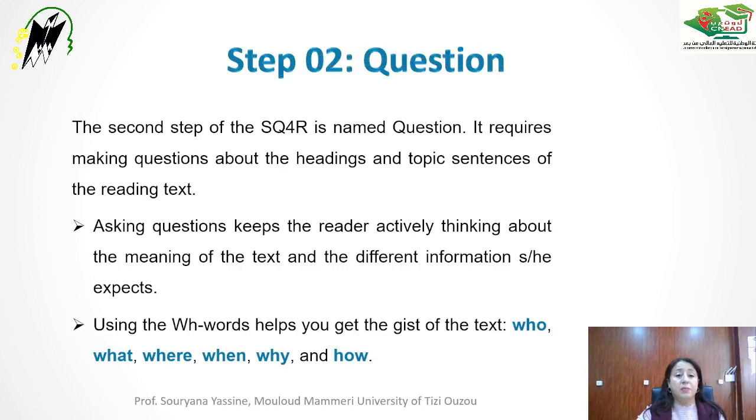The second step of the SQ4R is named question. It requires making questions about the headings and topic sentences of the reading text. Asking questions keeps the reader actively thinking about the meaning of the text and the different information she or he expects. Using the WH words helps you get the gist of the text: who, what, where, when, why, and how.